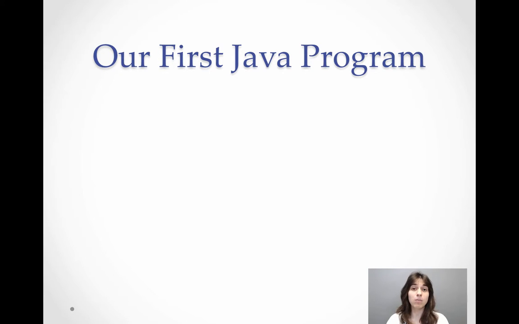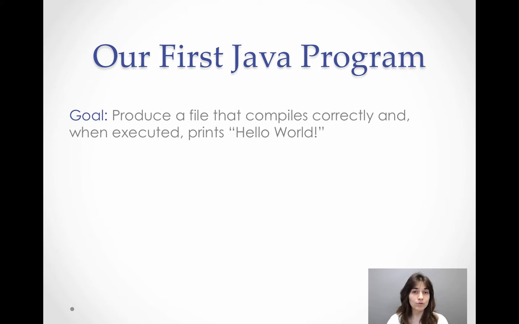We have now reached the point that we have been longing for, the time to write our first Java program. The goal we will set will be to produce a file that will compile correctly, will run correctly, and what it will do when it runs is something very simple, something that conventionally we do as the first program we write in any language we learn. And that is, we want the program to print a message on the screen, and that message typically is the message "Hello World."